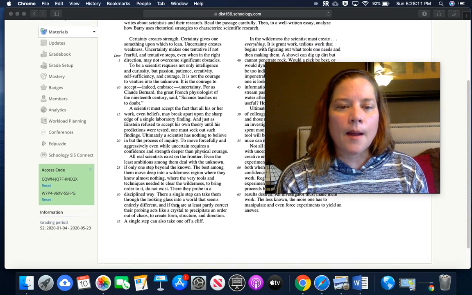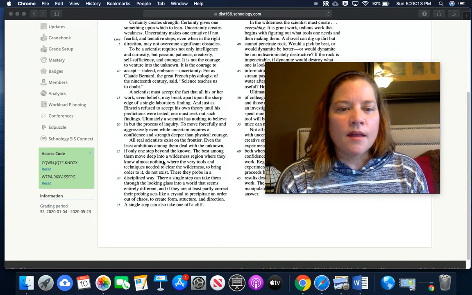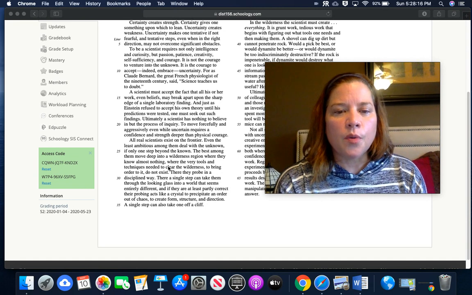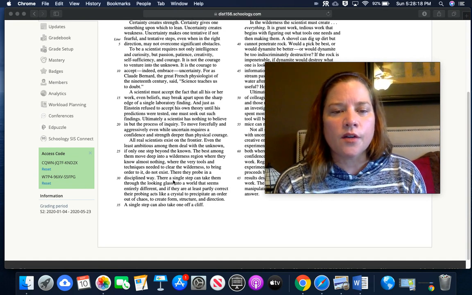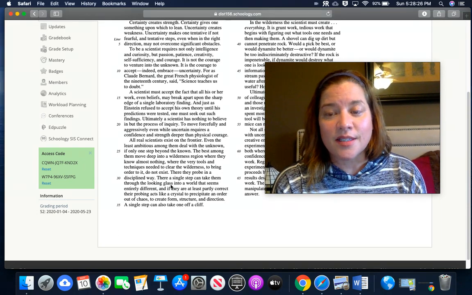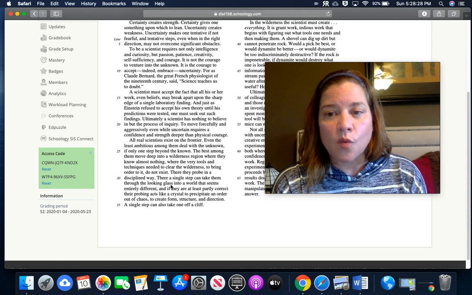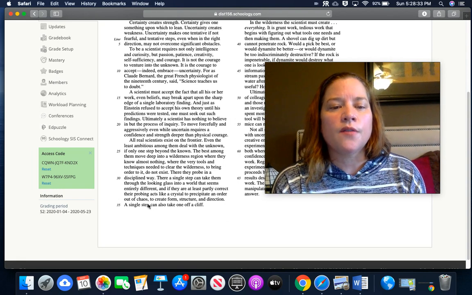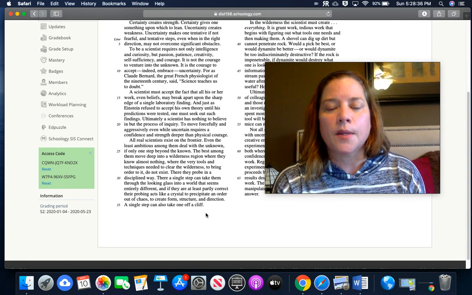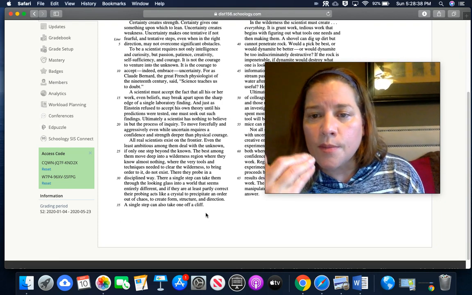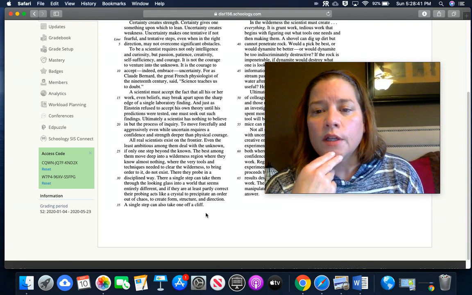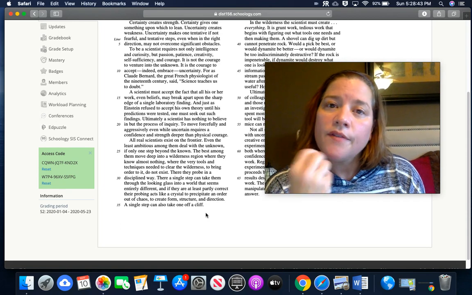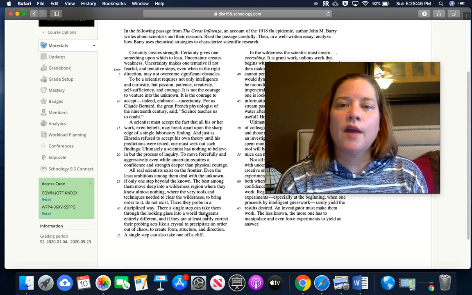So the best among them move into a deep wilderness where tools they need to clear the wilderness to bring order to it do not exist. They probe. A single step can take them through the looking glass. This is a literary illusion, Alice in Wonderland. So it's a whole new world that you've never explored before, into a world that seems different. To create form, structure, a single step can also take them off the cliff. That whole thing is imagery, metaphor, and literary illusion. And that really brings alive to us his feeling of adventure. So we have that in there.